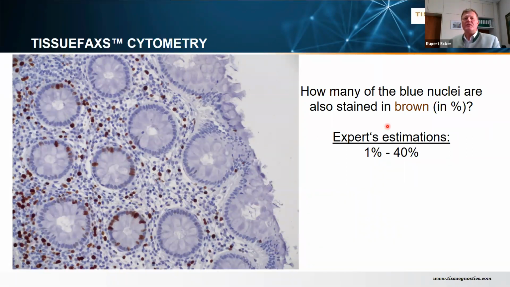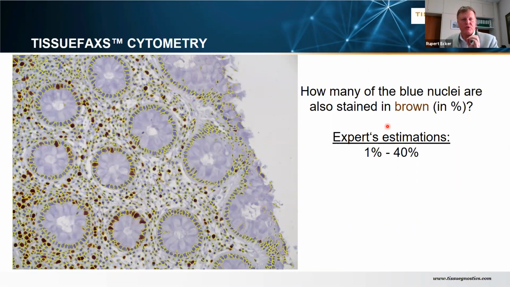And this is exactly where TissueGnostics comes in. By using, as I said, the nuclear marker as a master channel, the yellow contours show you what the software has identified as a single nucleus. And then we quantify how much blue and brown is present. It also works for other chromogens. In this case, it's the well-known DAB with the peroxidase staining system, so the color is brown. The algorithm also works for other colors like green or red or purple.